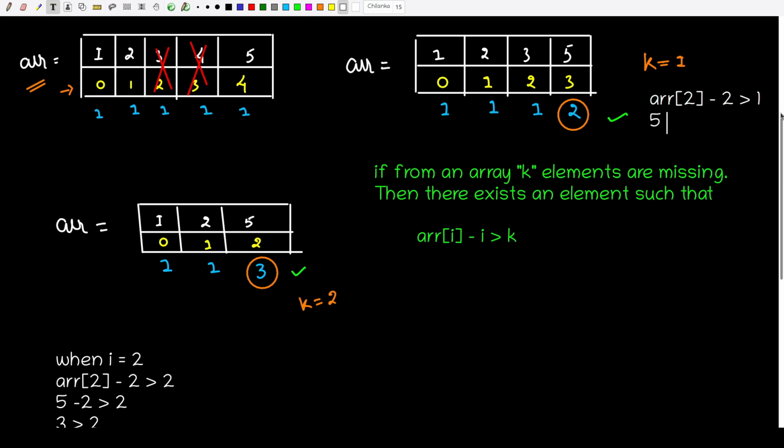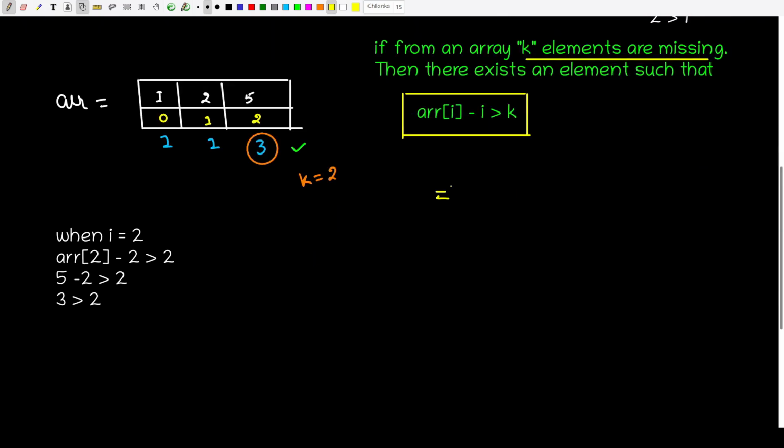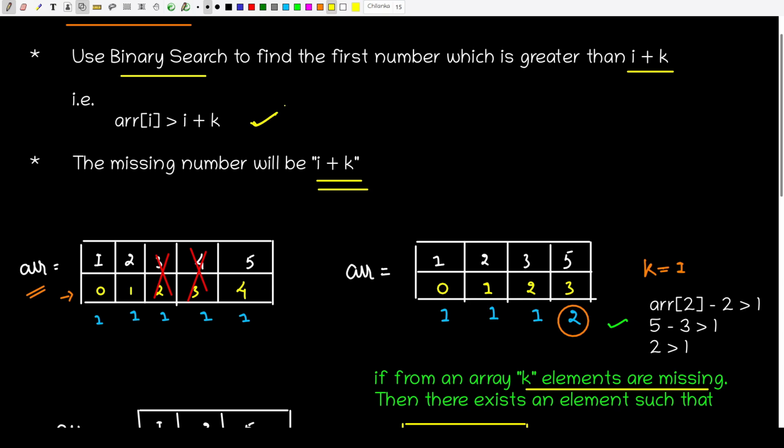So let us compute this. 5 minus 3 is greater than 1. So 2 is greater than 1. And thus we came to this conclusion that if k elements are missing from an array, then there will exist one element such that ARR[I] minus I is greater than k. And we can rewrite this equation as ARR[I] is greater than I plus k. And that is exactly what we are computing over here. So we want to find the first number which is greater than I plus k. Once we have found that number, in order to find the missing number, we just have to return I plus k.